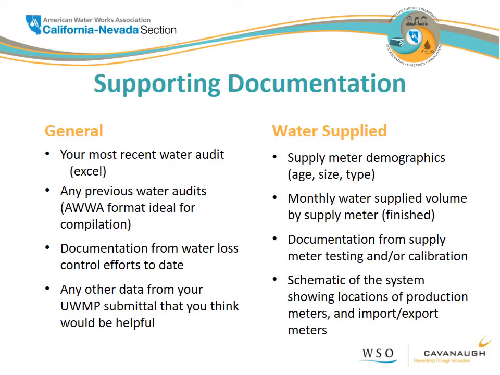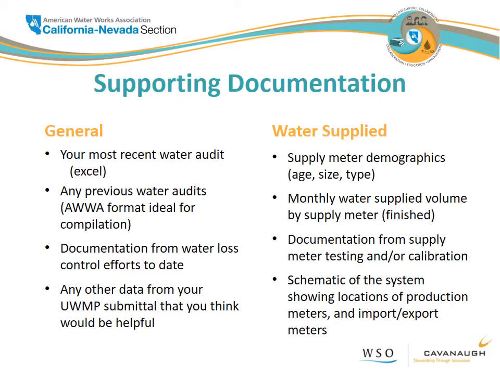Documentation on any testing activities that may have occurred, and general statute of limitations here, just in a rough time frame, is about the last 5 years. So if you had, say, testing and/or calibration activities conducted on your supply meters, but it was over 5 years ago, we wouldn't worry too much about that. But if it's been within the last 5 years, then that would be of interest, and we want to see that. Schematic of the system showing the overall layout.